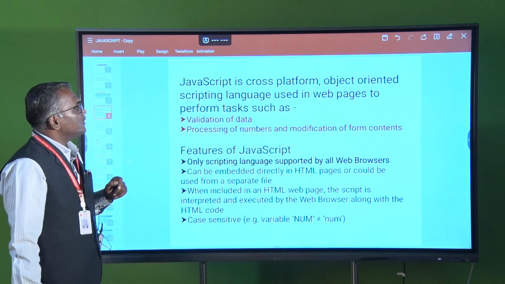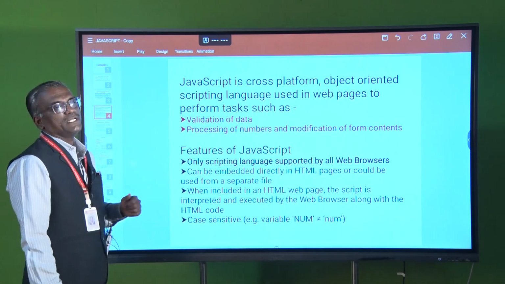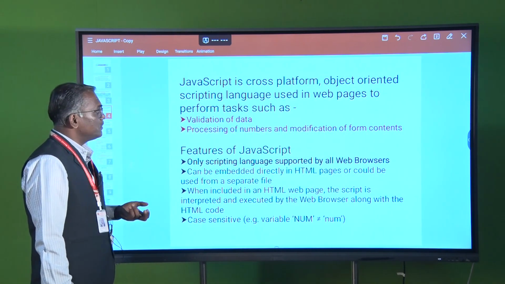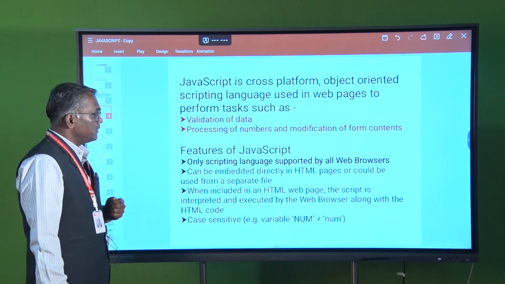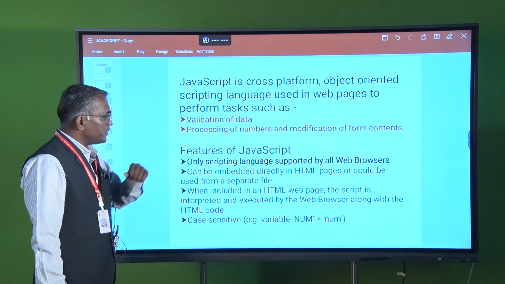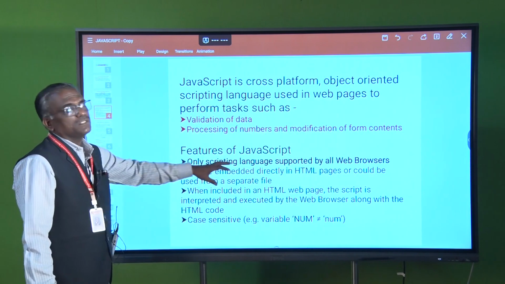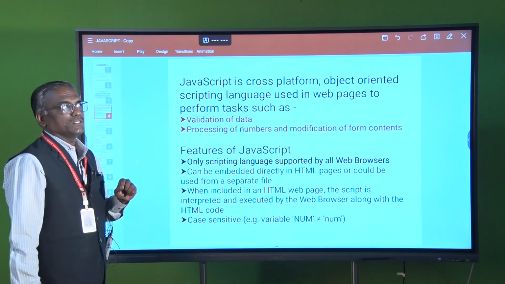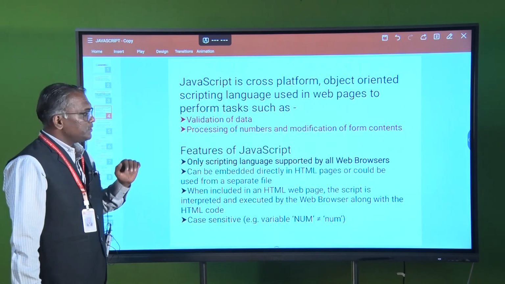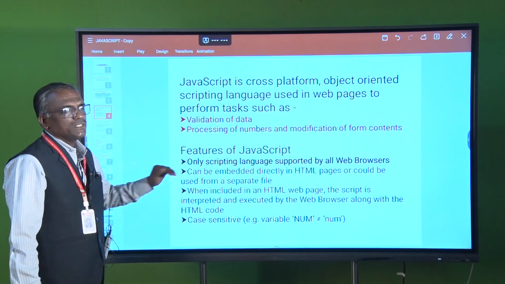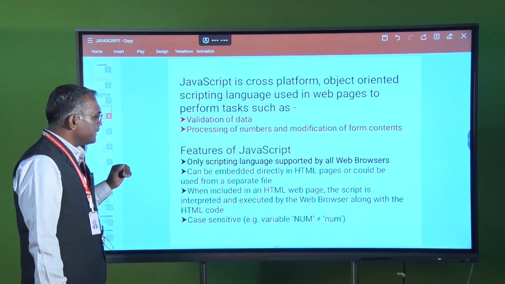Now the features of JavaScript are: it is a cross-platform, object-oriented scripting language which is used in web pages to perform tasks such as, for example, validation of data, processing of numbers and modification of form contents. It is the only scripting language which is supported by all modern web browsers and it can be embedded directly in HTML pages or it could be used from a separate file. So we can run separate .js files in that case.